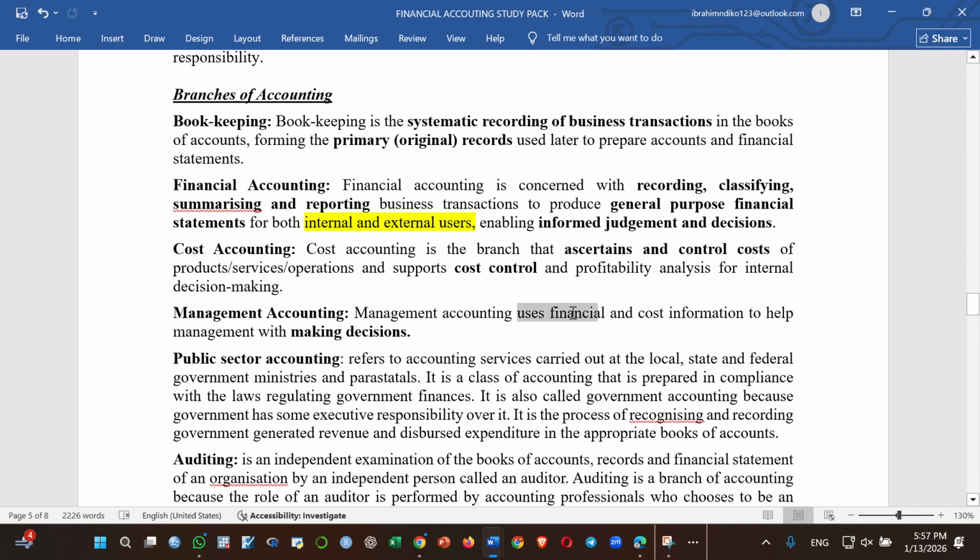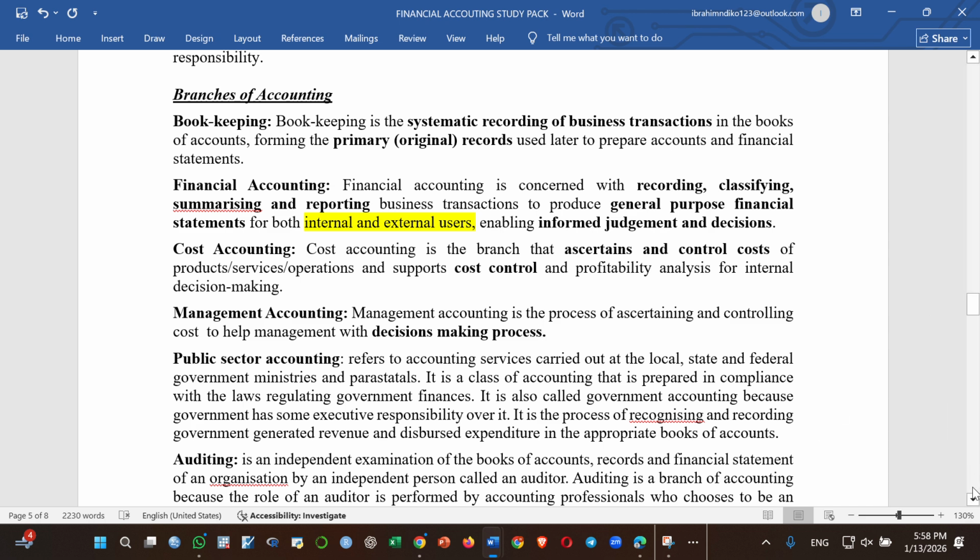Now, management accounting refers to the process of ascertaining and controlling costs to help the management with the decision making process. That is a good definition of management accounting.